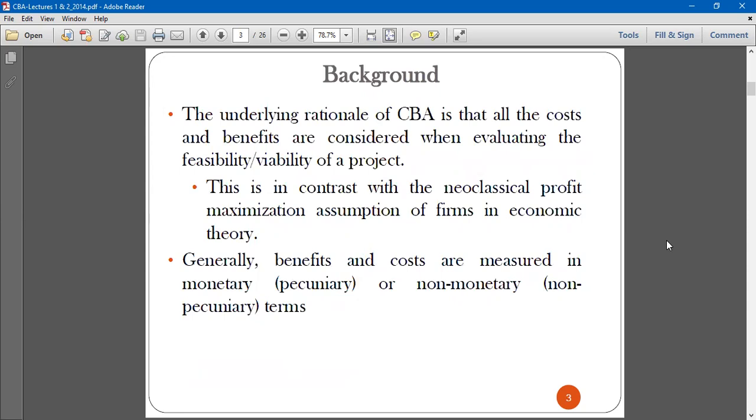So the main reason why we undertake CBA is to check and see the feasibility of the project. Okay, should we actually undertake this program? Should we embark on enacting a policy? We have to go through a CBA analysis so that we know if the benefits are more than the cost, then we can proceed and do that.